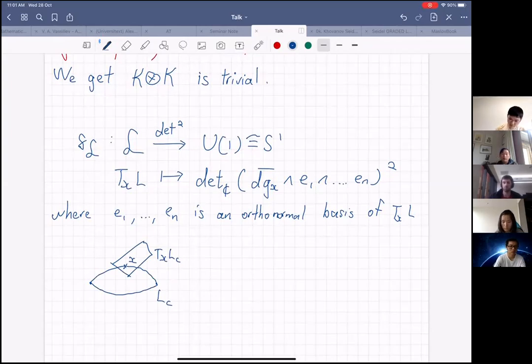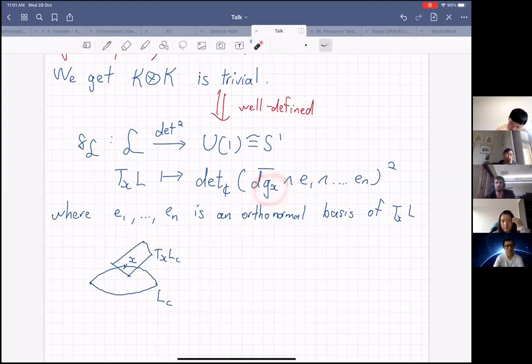Okay. So this implies this is well defined. I think this is what. What is DGX? Okay, DGX. So yeah, DGX. G is what is the G we took just now.